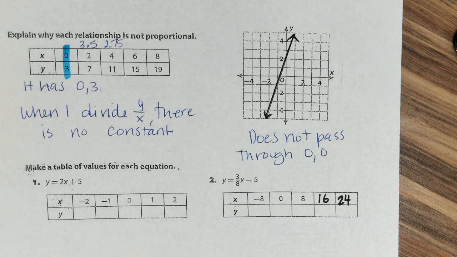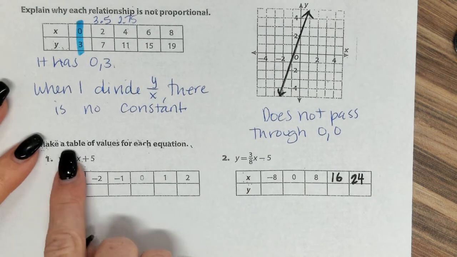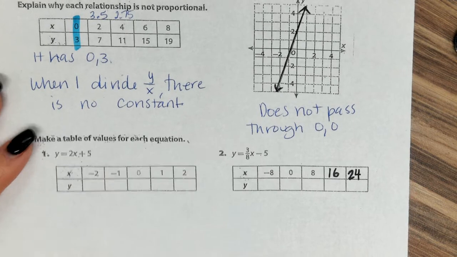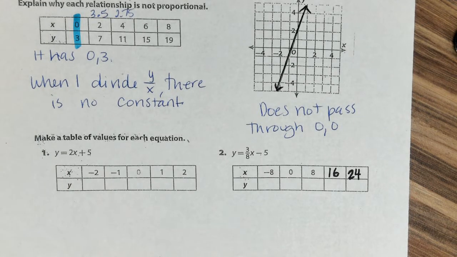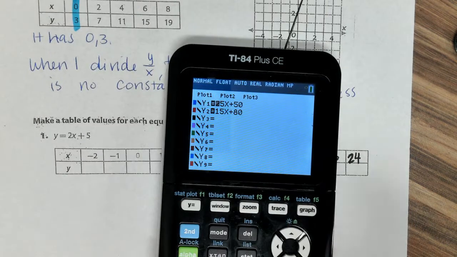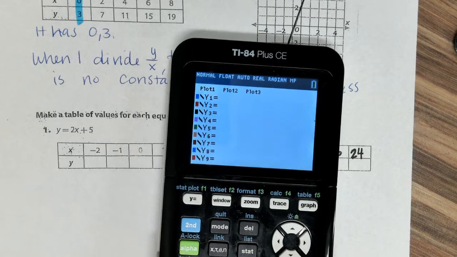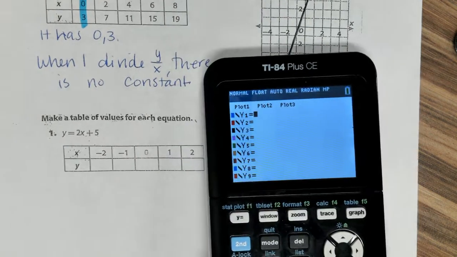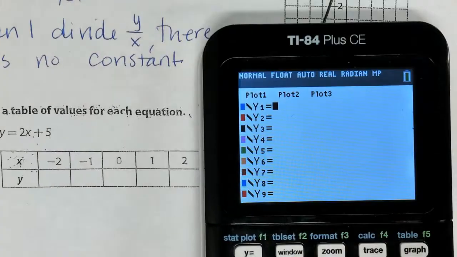All right, on these last ones, you really need to pay attention because I'm going to teach you how to fill in a table. It says, make a table of values for each equation. Your calculator is going to do all the work. I shouldn't see us falling asleep. Take your calculator. Where can I go to put this in? Everybody go there. Clear everything out. Type in 2x plus 5.